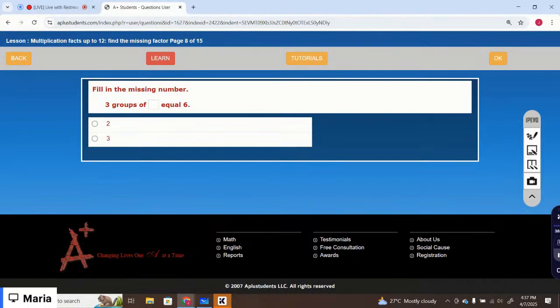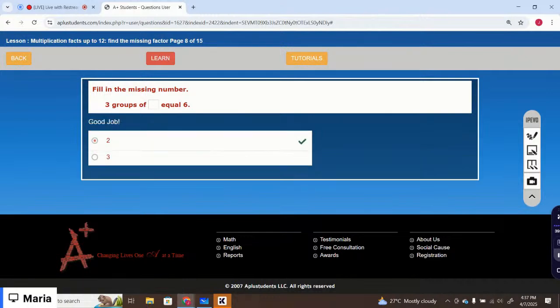Fill in the missing number. 3 groups of what equals 6? That is 3 groups of 2 equals 6. Option number 1 is the correct option.